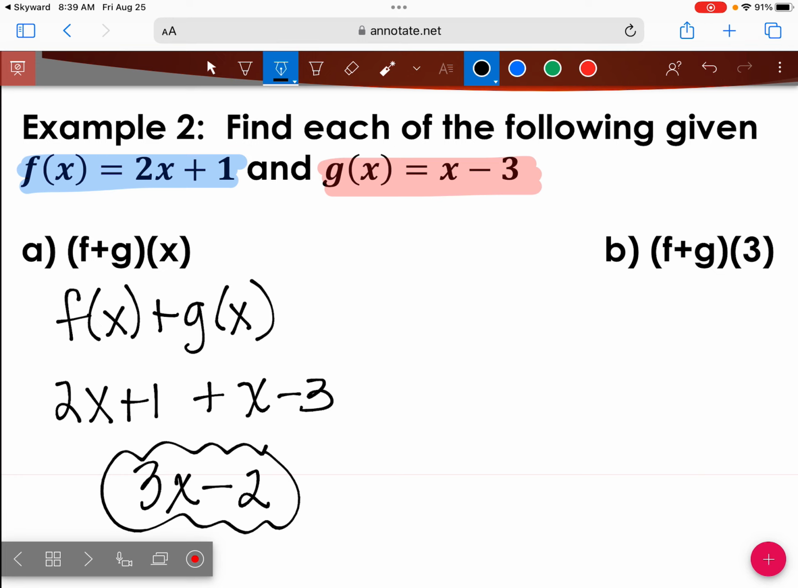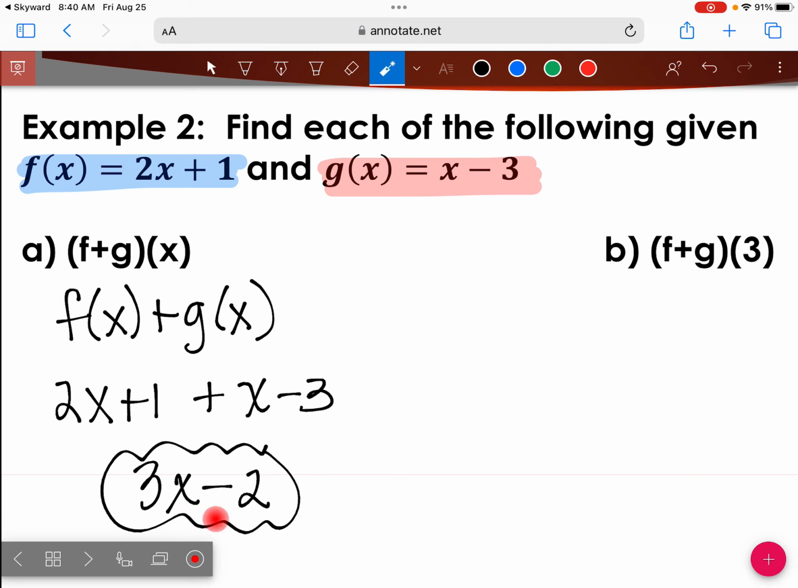Now I want to do b a little differently. There's 2 different ways we can find b. But I'm going to show you both ways. One way, only because I know this function, I know what f plus g of x gives me. I know that I get this. One way would be to just put the 3 in here and get f plus g of 3.